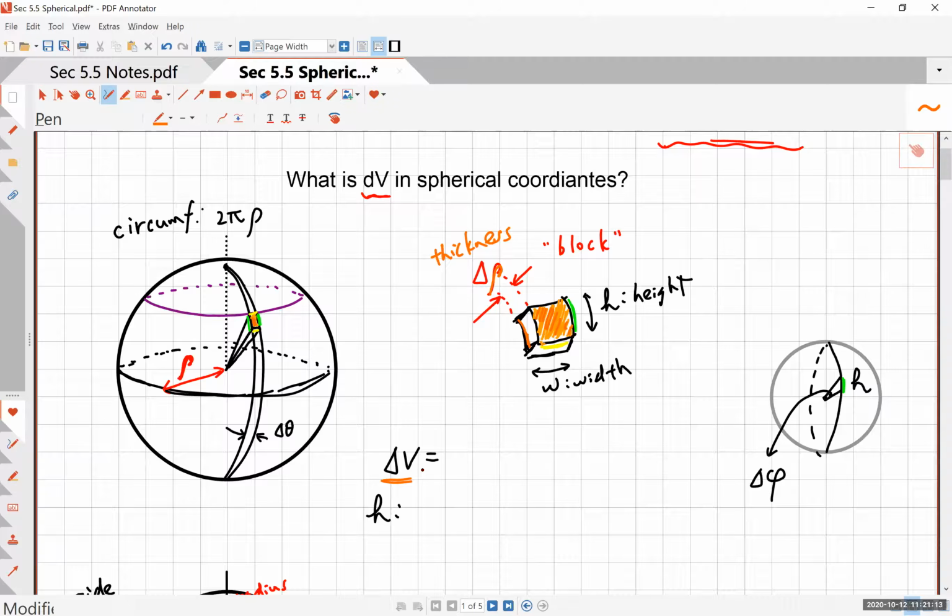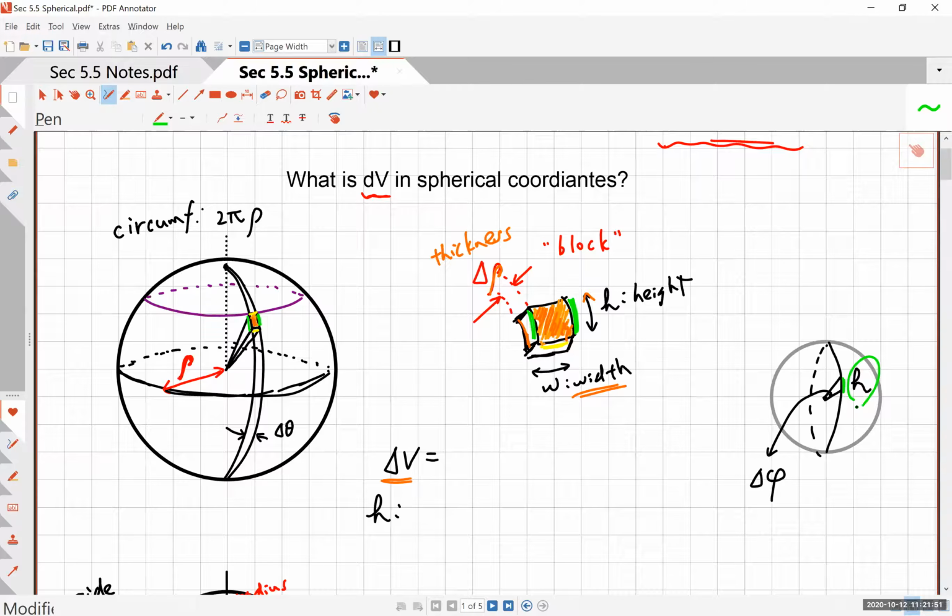Think of this tiny block as similar to a rectangular block, though it's not exactly a rectangular box. It's got this thickness, delta rho, right? It also has this width, right? And how wide is this little square area? And how tall is this rectangular area? I have color coded this. What you see here in bright green is the height, which I will denote as h, all right?